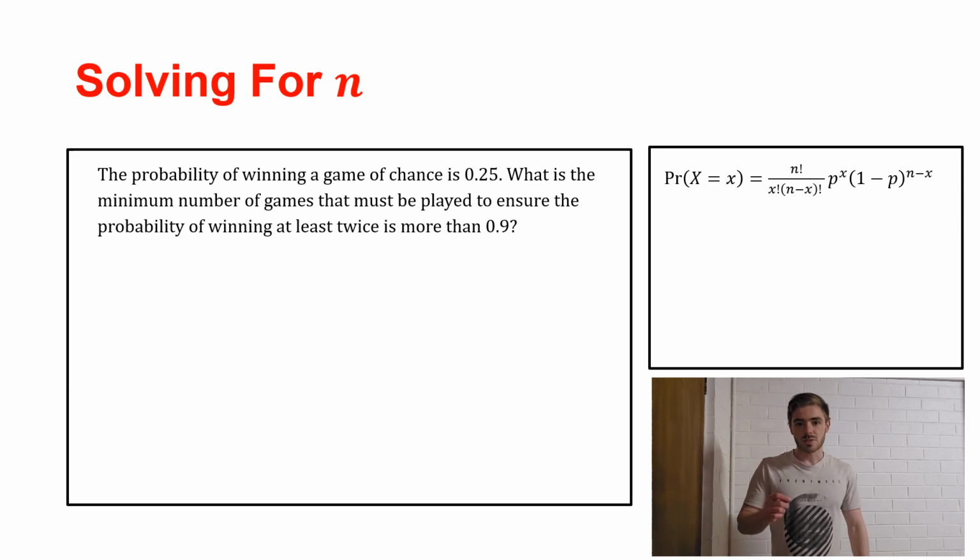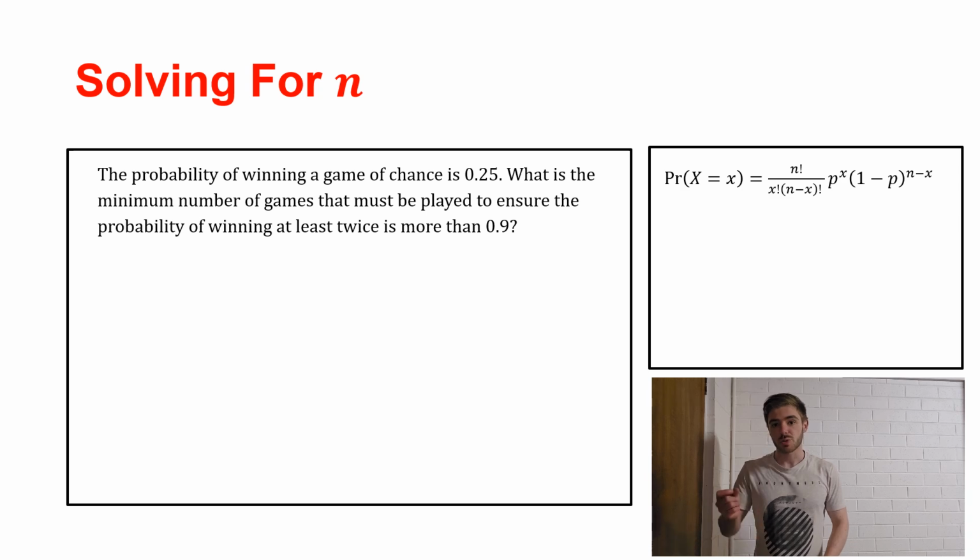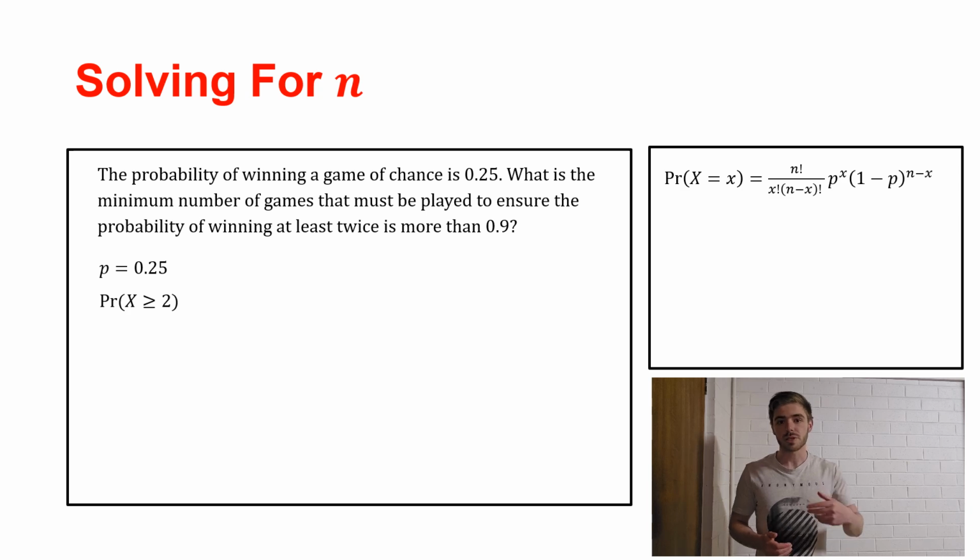Some questions, like this one, absolutely require the use of complement probabilities. Specifically, these are the types of questions where n, the number of trials, is unknown. First, we're told the probability of a win is 0.25, so that's going to be our p-value. The next thing we're told is that we're looking for 2 or more wins. So again, we can write that expression down as well. We're also told that that probability should be greater than 0.9. So we're just going to apply that inequality to that expression.